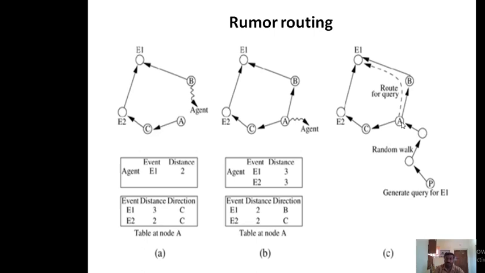From node A, to reach the E1 event, I think the shortest path is through B. That's why the agent is selected to pass this query to the event through A to B and to B to E. So this is the overall concept of rumor routing.